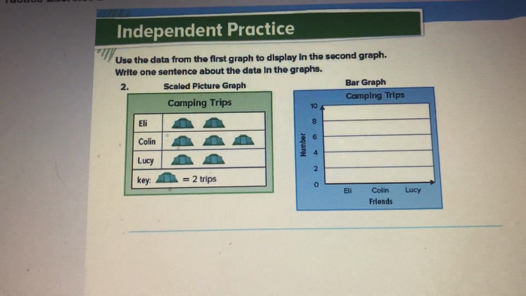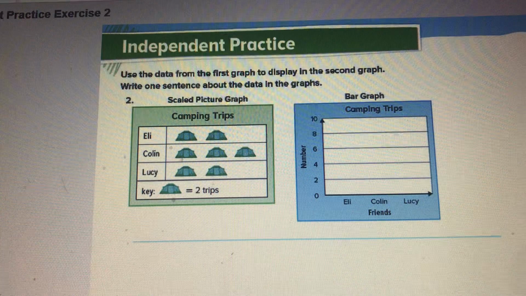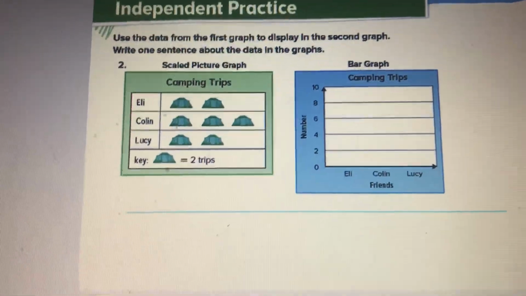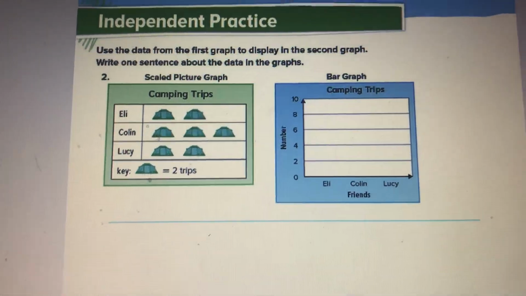Okay, all right, use the data from the first graph to display it in the second graph. Write 1 sentence about the data in the graphs. Now, all of our sentences could be different. You just have to make sure your sentence that you write is accurate.